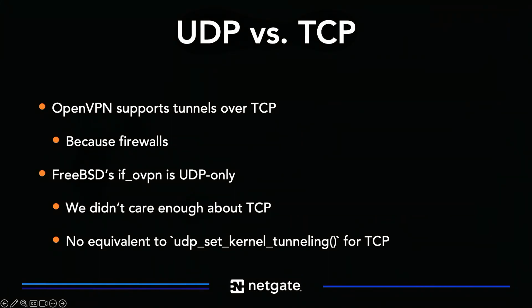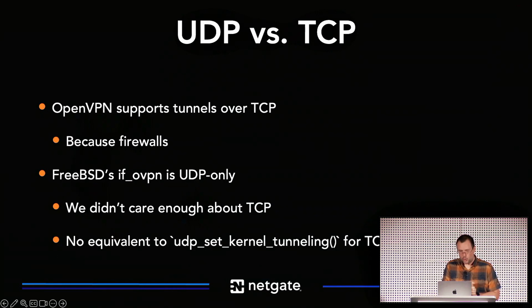OpenVPN does support running over TCP. The reason that they support this is because of firewalls. Some networks, be they business networks or hotel networks, whatever, will drop UDP to ports that they don't know about. They will do strange things. Networks are just terrible. Firewalls are even worse. Ask me how I know. OpenVPN decided that they needed to support TCP.